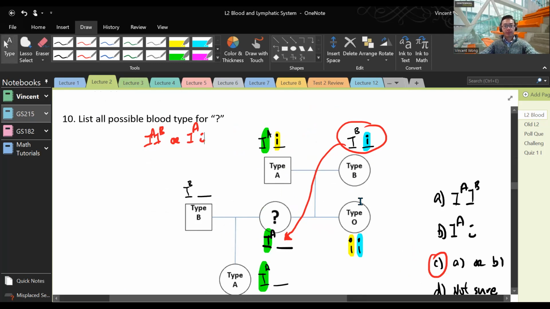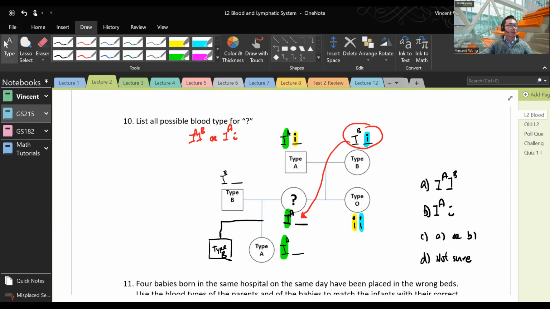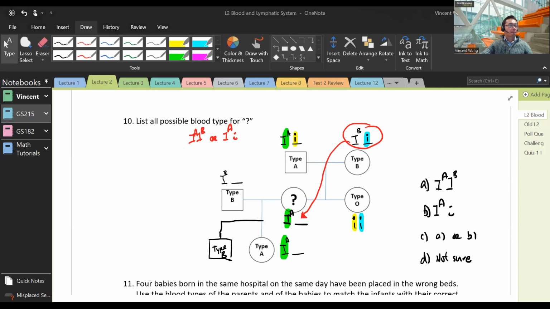How about, let's say they have another kid. This time they have a son. And what if I say the son is type B? Okay, if the son is type B, will we be able to tell now whether she's IAIB or IB small i? What do you think? Let's do another poll. The choices are the same.